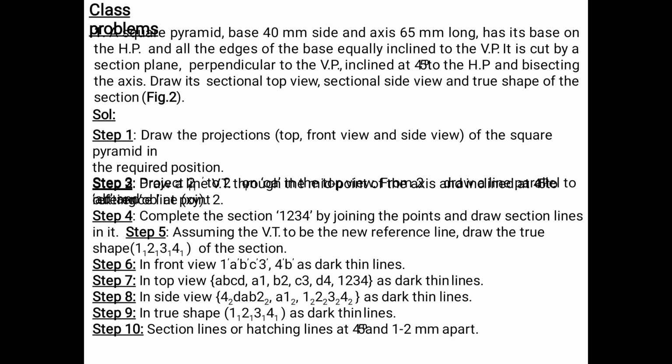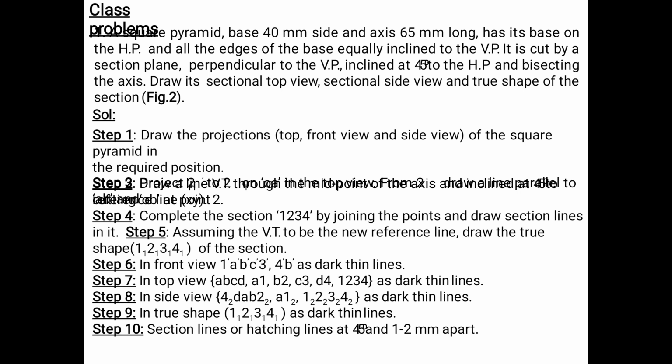A square pyramid, base 40 mm side and axis 60 mm long, has its base on the HP, and all edges of the base equally inclined to the vertical plane. It is cut by a section plane perpendicular to the VP, inclined at 45 degrees to the HP, and bisecting the axis. Draw its sectional top view, sectional side view, and true shape of the section. So first of all, the step is to draw the projections, top, front, and side view of the square pyramid in the required position.